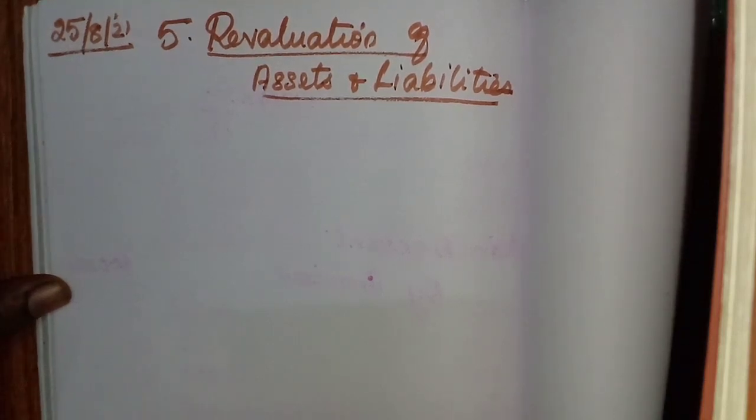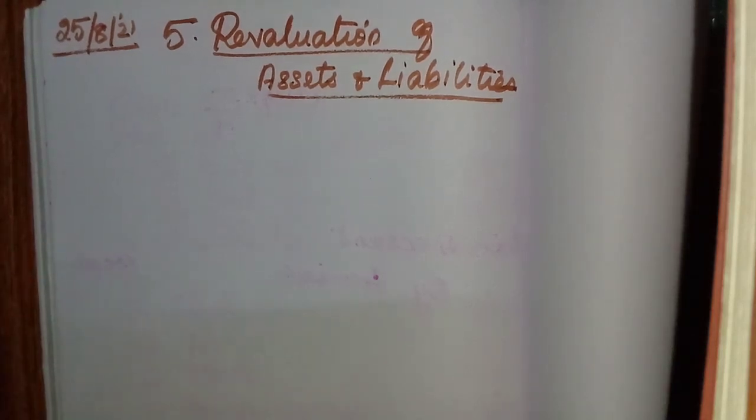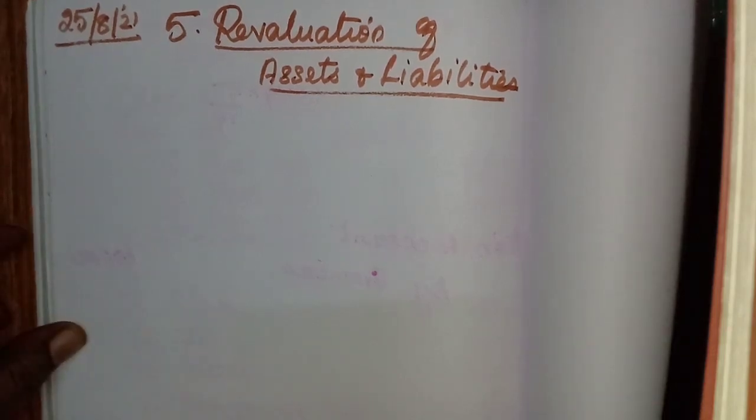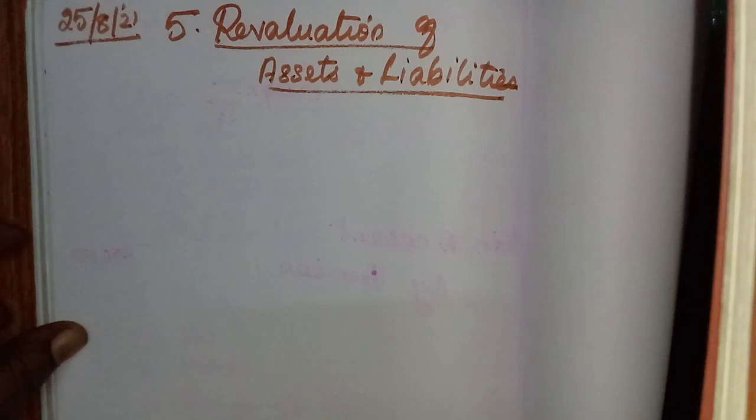In the fifth lesson, the admission of a partner, we have studied the distribution of accumulated profits and reserves to the old partners in the old ratio. Okay, the next adjustment is revaluation of assets and liabilities. Assets and liabilities must be revalued, and we have to prepare a revaluation account. It should be credited with the profit items and debited with the loss items.